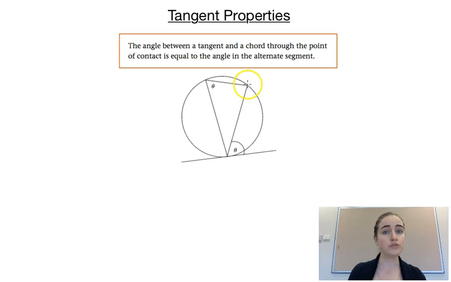Now, if we were to draw an angle standing on that chord, so with its base here and here, so we've drawn an angle on there, then this angle here is equal to this angle out here. So the angle between the tangent and the chord is equal to the angle in the alternate segment.